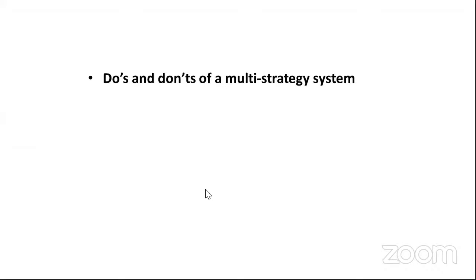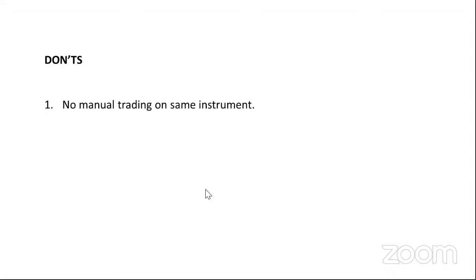Now, the do's and don'ts of a multi-strategy system, and this is where system developers and users need to learn a couple things necessary for the orders not to conflict when they are both long and short on the strategies. First, we'll see the don'ts. No manual trading on the same instrument. Why is that? When you have the strategies running automatically, if you trade manually, one time I did so, it was okay, but the second time it caused a glitch on the order system. So no trading manually on the same instrument.